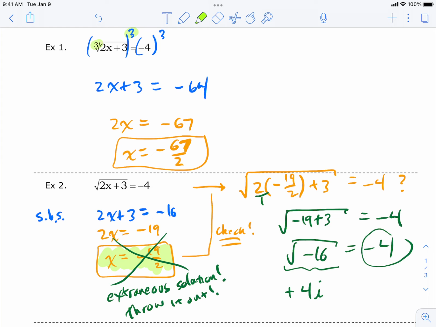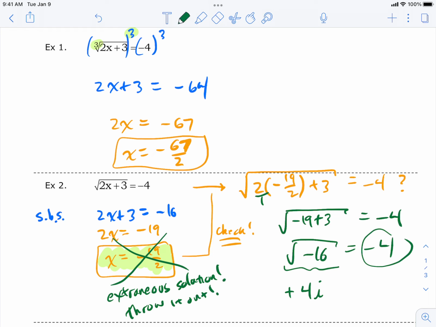Now, if we were alert, we might have been able to see this right away, because remember, we've said this before, that the radical symbol indicates the principal or positive root. So this has to come out positive. When you take a radical something, it has to come out positive. So what's this negative 4 doing here? It cannot possibly equal negative 4. It can't, because that's not what the symbol means. The symbol means, give me the principal root, give me the positive root.